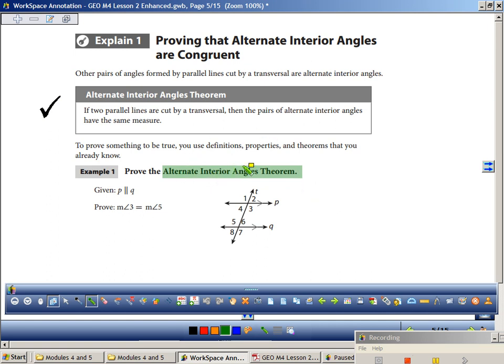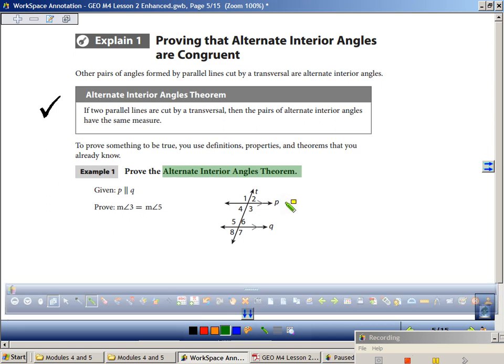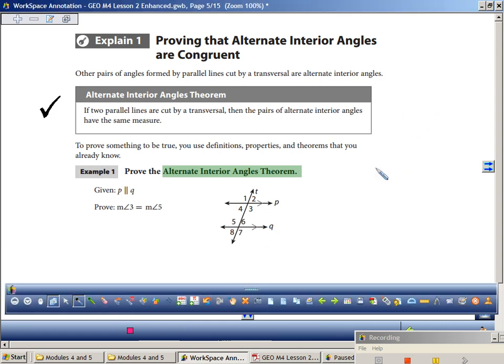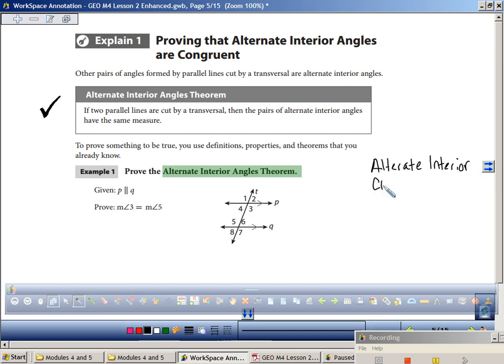If I need to prove alternate interior angles, I can't use the fact that alternate interior angles are, what are alternate interior angles again? Congruent or supplementary? Okay, we gotta do this again. We have alternate interior. We have corresponding and same side interior.